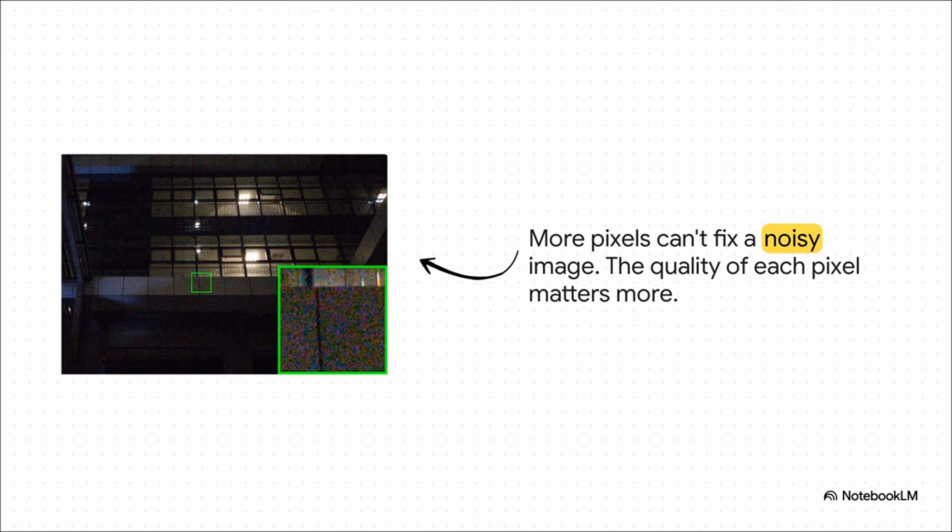Take a look at this picture. It's grainy, it's noisy, a classic low-light challenge. Now seriously ask yourself, if we made this a 200 megapixel file, would it fix any of these problems? Of course not. It would just be a much bigger file of the same bad photo. The issue here isn't resolution, it's the quality of the signal.